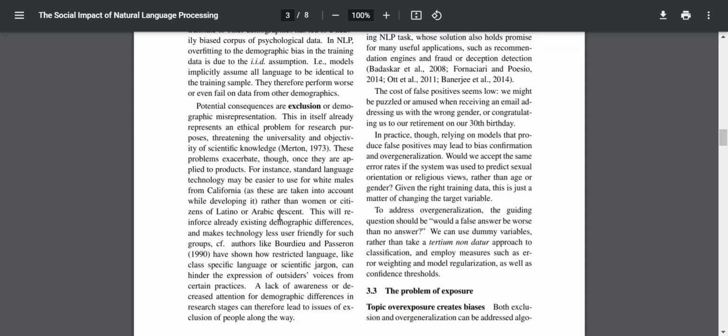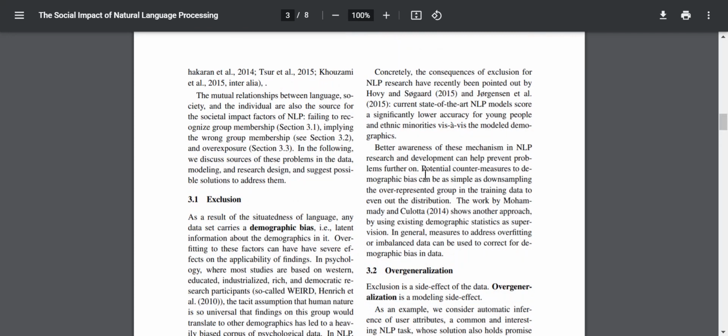Authors like Bourdieu and Passeron have shown how restricted languages like class-specific language or scientific jargon can hinder the expression of outsiders' voices from certain practices. A lack of awareness or decreased attention to demographic differences in research stages can therefore lead to issues of exclusion of people along the way. So basically, what they're trying to say is, first of all, they give this example that these two sections of society might have a different way of using the same word. They might have different interpretations, or some might not even know some words while the others may, and vice versa. This has been shown since the 1990s. If there are five people discussing in all scientific jargon, and I do not know what they're discussing, even though I might be interested in the conversation, I would not be able to participate if they do not make active steps to incorporate me.